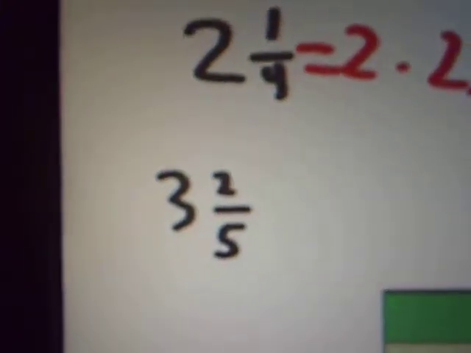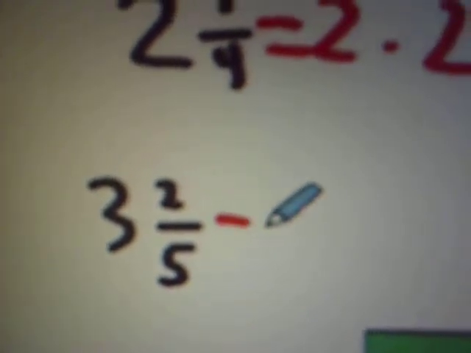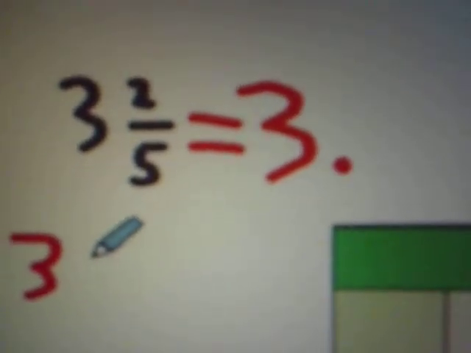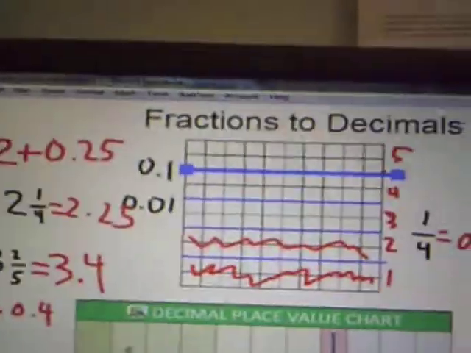And the same would go for 3 2/5. If we know that 2/5 equates to 0.4, we just understand that 3 is our whole number, goes in front of the decimal point, and then we can evaluate the fraction. 2 divided by 5 equals 0.4. So 3 plus 0.4 equals 3.4. So that is how you can turn fractions into decimals.